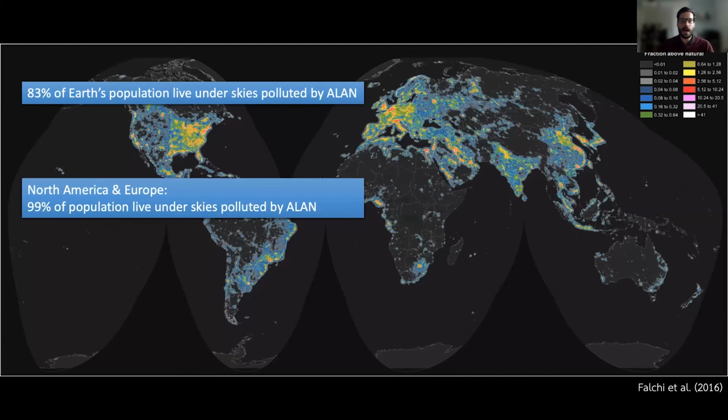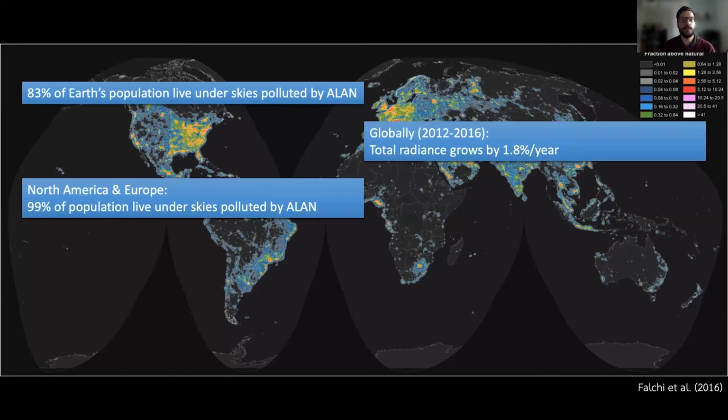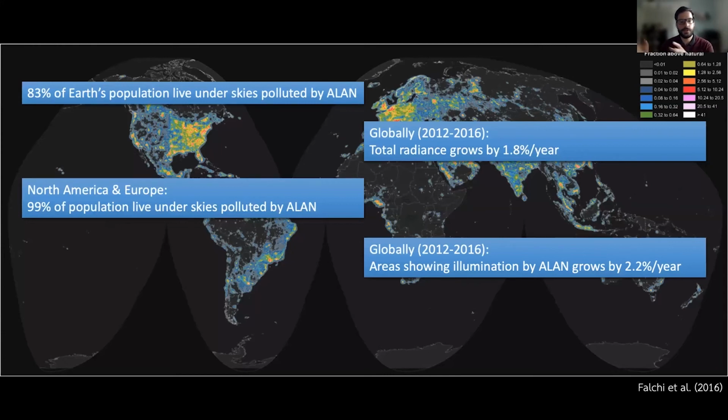And if we take a look at how light pollution is developing globally, is it increasing or decreasing? I think you know the answer here: the total radiance grows by nearly 2% per year globally. This was measured between 2012 and 2016. And areas showing illumination by artificial light at night are also growing, slightly more than 2% per year. This is, again, please think about this, a global value.